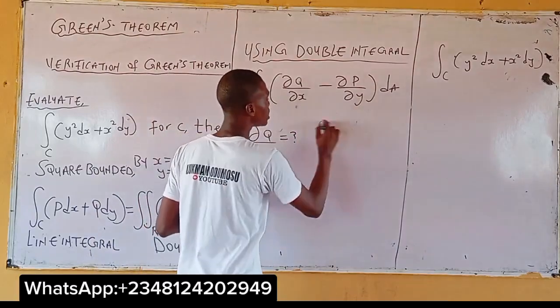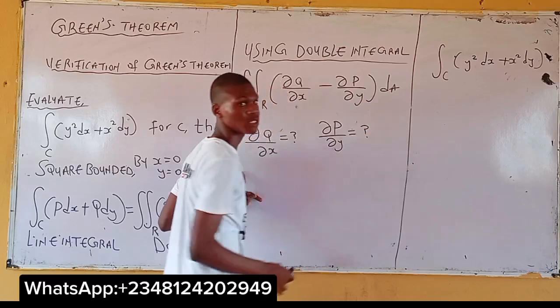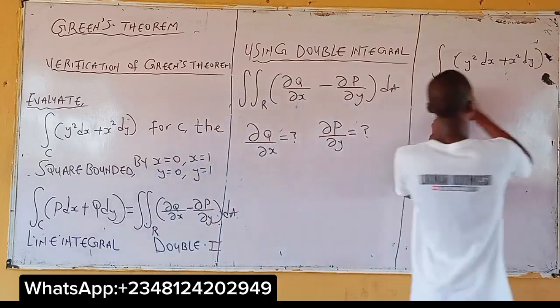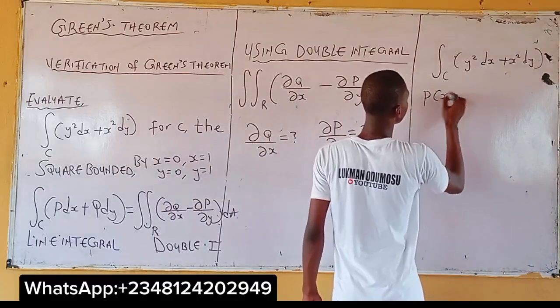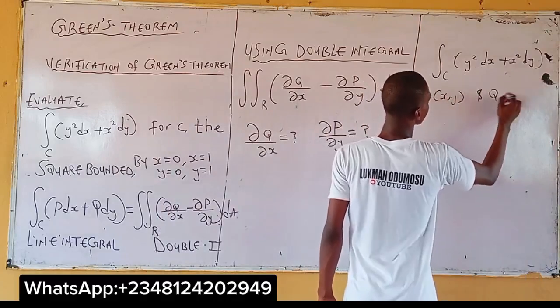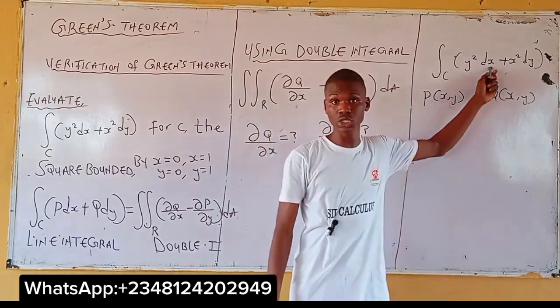Similarly, to get this, meaning the partial derivative of P with respect to y, another partial derivative. Now identify what's the function of P here. What's the function of P? And what's the function of Q? Relate this given question to your line integral.